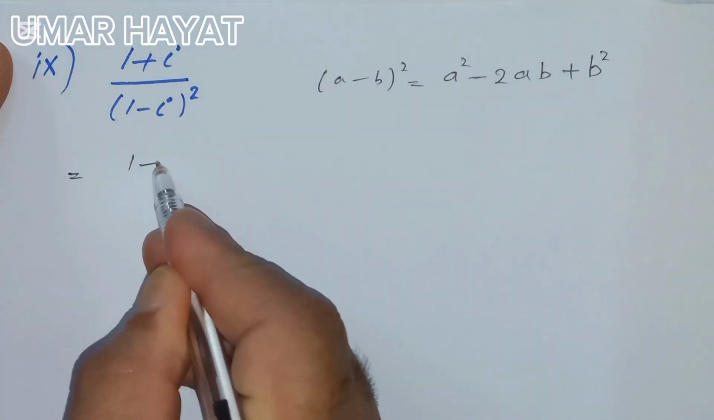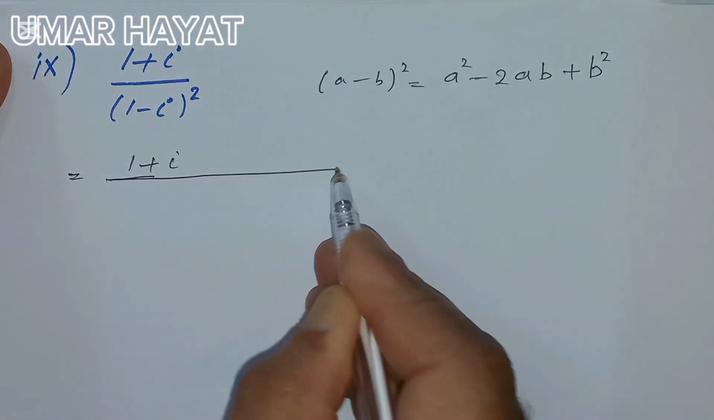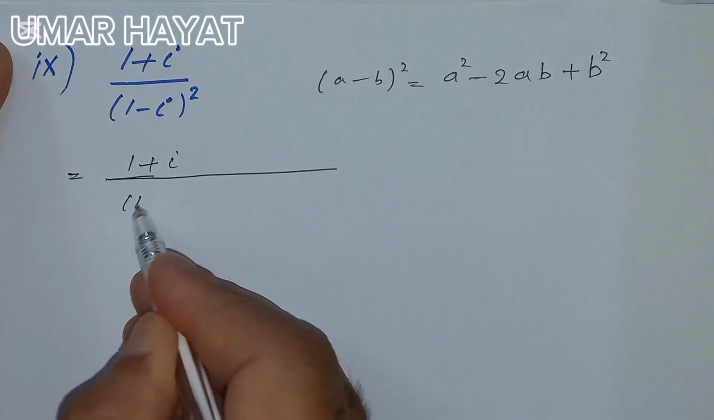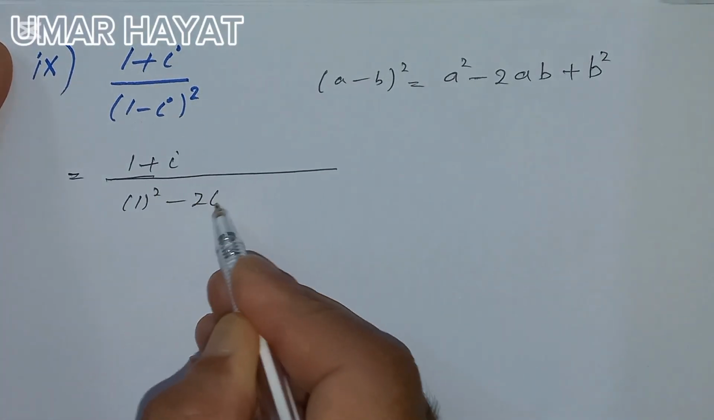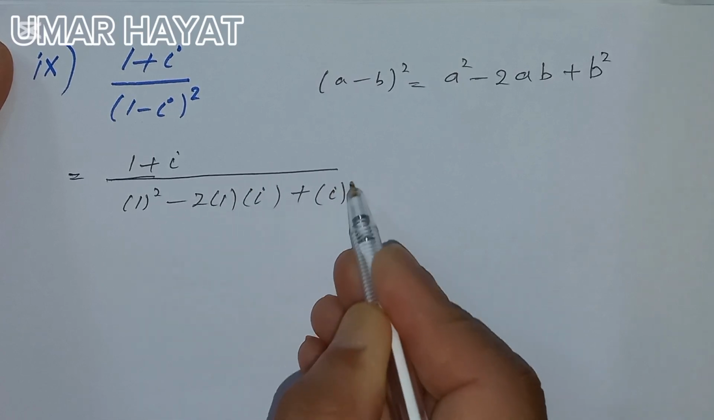So 1 plus i, and in the denominator we use this algebraic identity: first term square minus 2 first term into second term plus second term whole square.